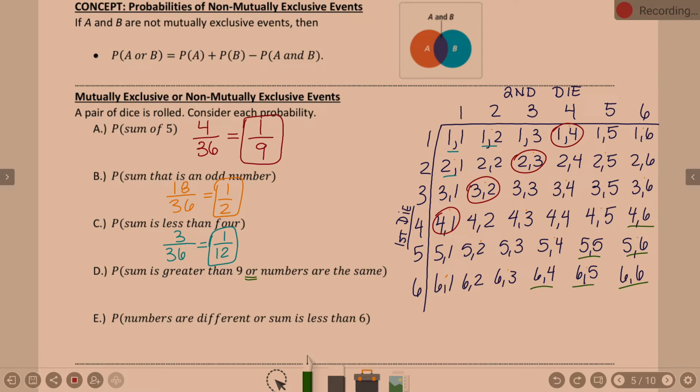Okay, so how many do we have that have a sum greater than 9? 6. That's 6 out of 36, yes? Yep. What about numbers are the same? 3 and 3. Okay. 6, because there are 6 numbers. If we look at numbers that are the same, 1, 2, 3, 4, 5, 6.